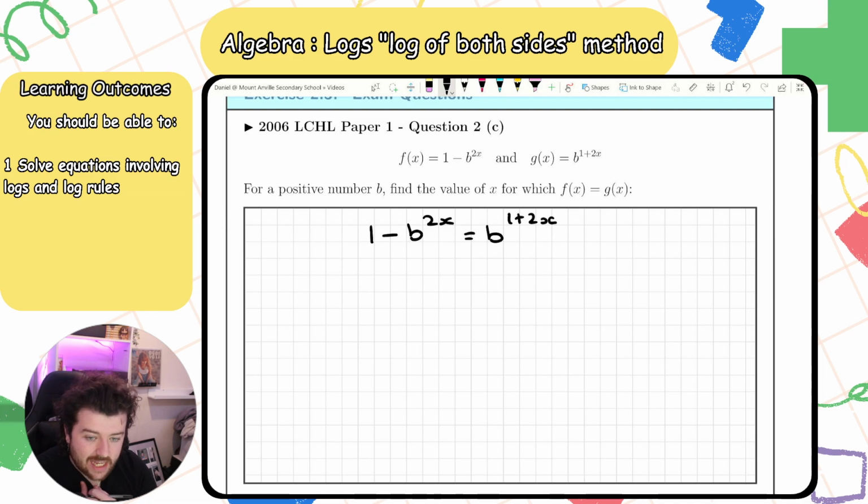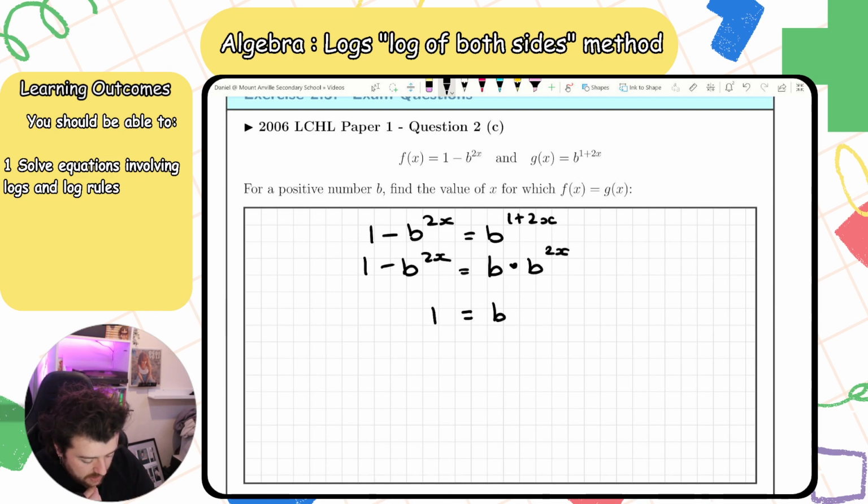So I need to get my exponent on its own. What rules do I know here? I think I want b to the 2x on its own. So I'm going to leave my left hand side alone for the minute. For my right hand side, I have b to the power of 1 plus 2x. Well, I know that's going to be equal to b times b to the power of 2x. Then I'm going to bring all my b to the 2x's one side. So I'm going to have 1 equals b times b to the 2x plus b to the 2x. And I'm going to factor out a b to the 2x.